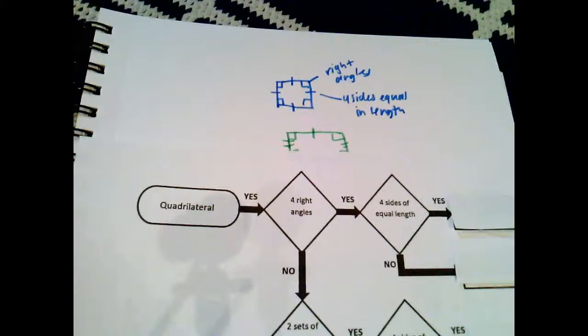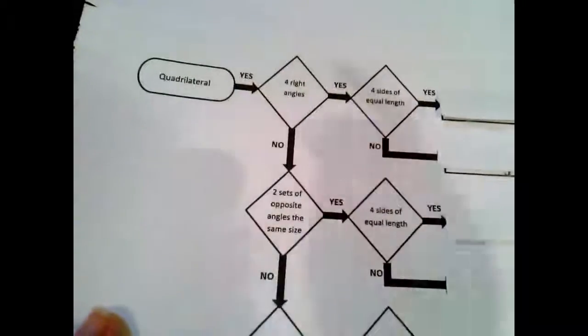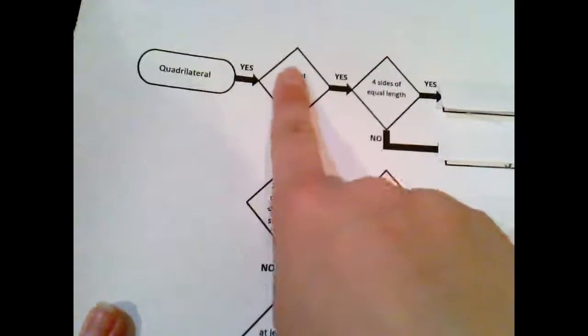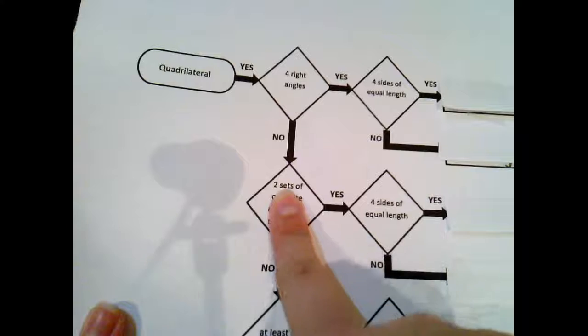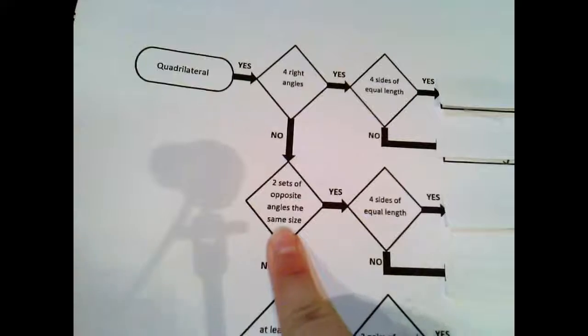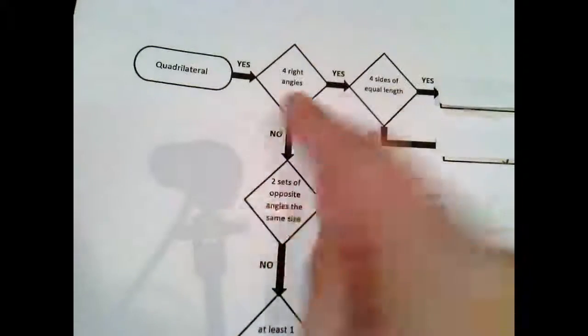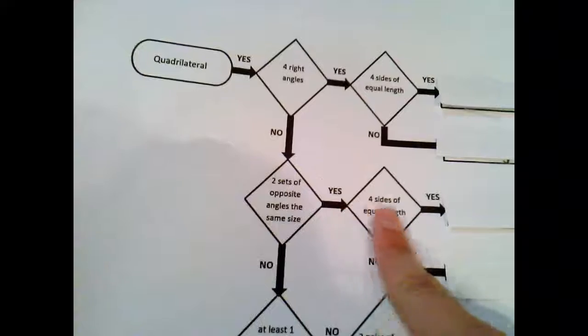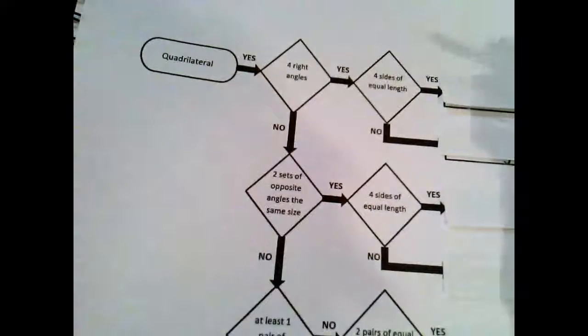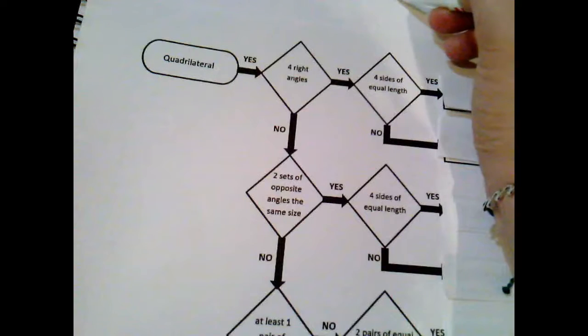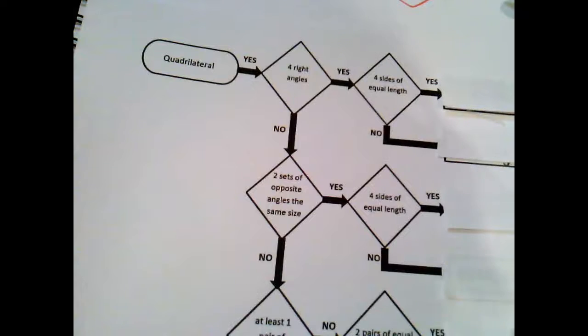All right, next one. So now we know it's always going to be a quadrilateral. There's going to be four straight sides. Are there four right angles? No. Two sets of opposite angles the same size. So that means that across from each other they are the same size, and then four sides in equal length. So if we think about it, it's going to look something like this, or like this.